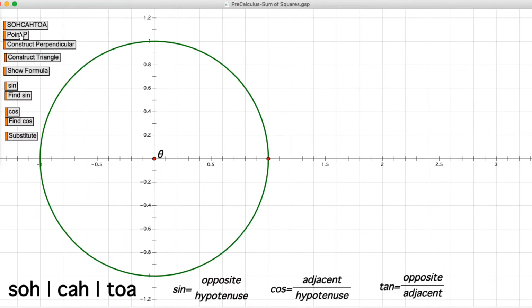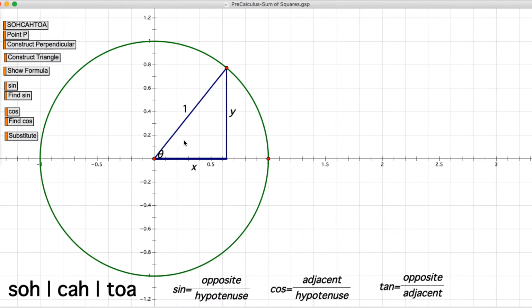Now we're going to try to apply this to the unit circle by picking a point P somewhere on the unit circle, and then constructing a perpendicular line through point P and the x-axis. This will allow us to identify 3 points of a right triangle, and then construct our triangle likewise.